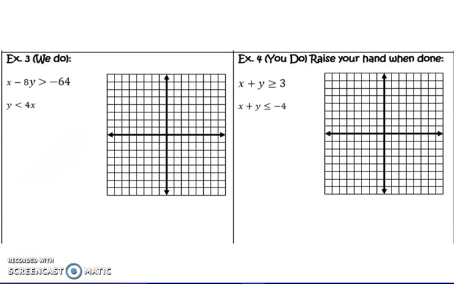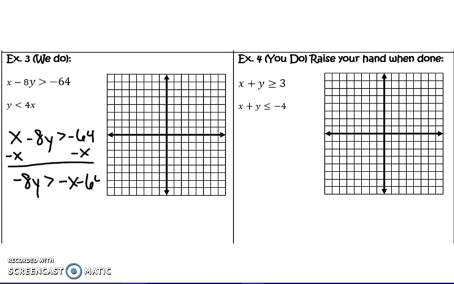Now, for example 3, our first inequality is in standard form. So, we know we can't graph standard form. We have to turn this into slope-intercept. I'm going to subtract x on both sides, and I get negative 8y is greater than negative x minus 64. From here, I'm going to divide both sides by negative 8. Well, that tells me I'm dividing by a negative number. I need to flip my sign. So, my final inequality is going to be y is less than 1 over 8x plus 8.